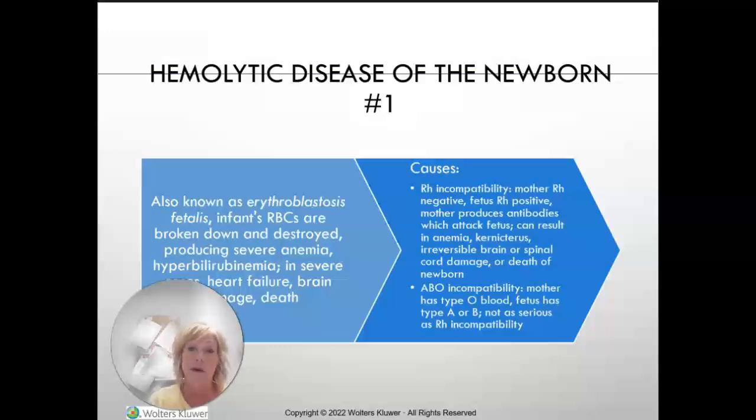If that baby has been hypoxic from lack of oxygen, we're not going to be able to make new brain cells. If those brain cells are dead, they're just dead. So we can have a lot of complications with these babies. Then there's something called ABO incompatibility. This is where mom has O, but the fetus has A, B, or AB. This usually is not as serious as the Rh incompatibility, but it can still be very serious.